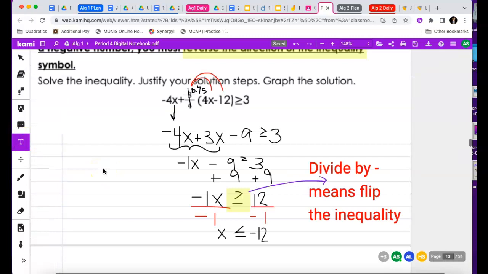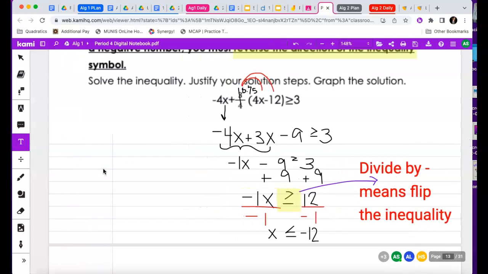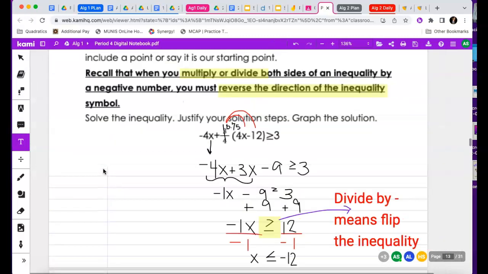So if you need a second, go ahead and pause the video and get that last example, and then I'll go ahead and give you the assignment.